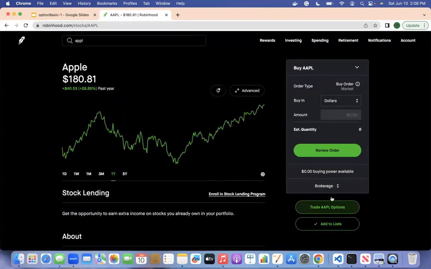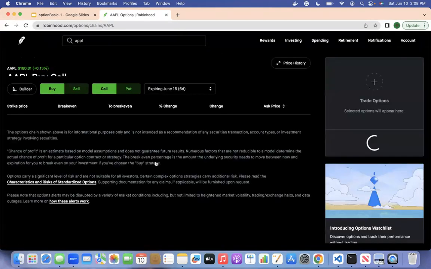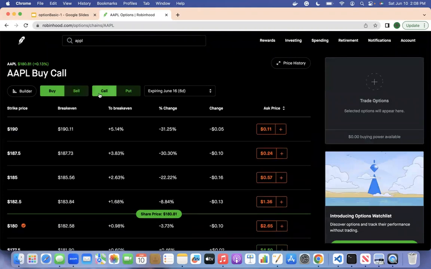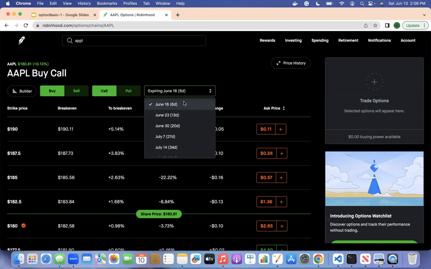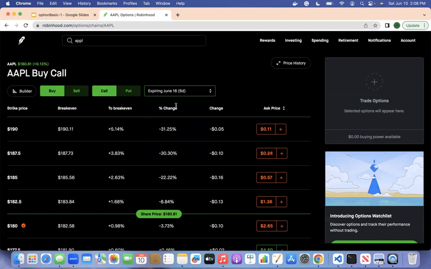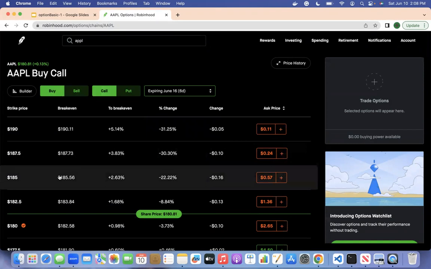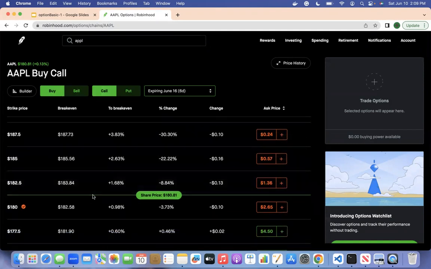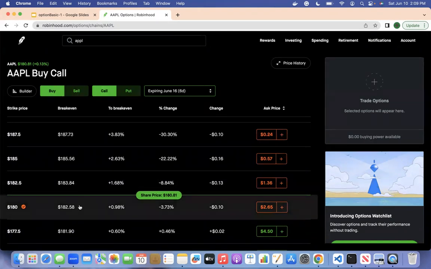So here I go, search with the ticker Apple, and then I select trade Apple options. And here I see I have buy and sell. I can do buy call, buy put, sell put. I can choose a different expiry date here. So let's do next Friday, which is June 16. And see here, let's say I want to buy an Apple call close to, let's say, at the money, right?